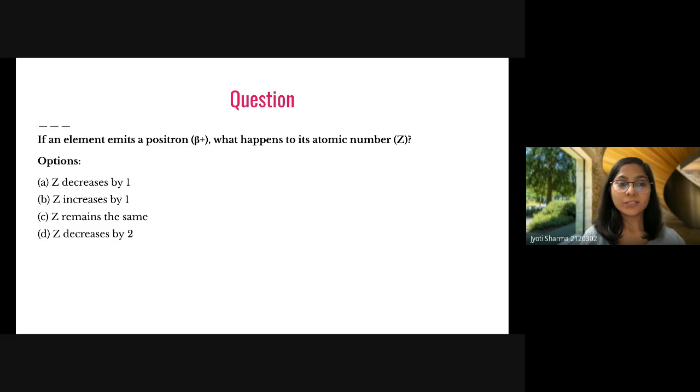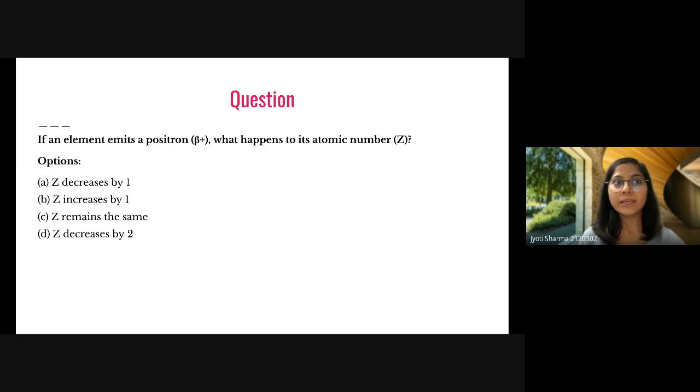Now coming to the next question. Okay, we talked about alpha particle, we talked about gamma, and this question is based on the positron. So if you have an element and that element emits a positron, what happens to its atomic number? So Z decreases by 1, increases by 1, Z remains the same, or Z decreases by 2.